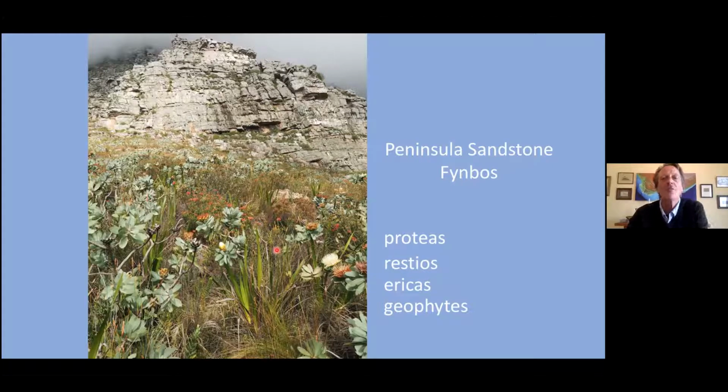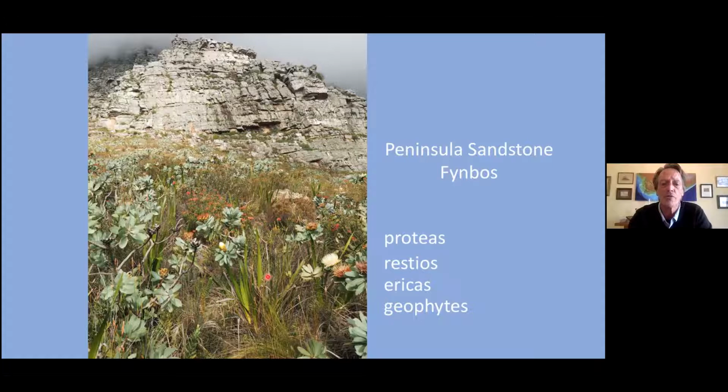So in the case of the Peninsula Sandstone fynbos, we see the famous Protea, here one with a white flower. There are the restios, which are these reed-type plants without leaves. You have the ericas, these orange flowering small shrubs, heathers, and you have the geophytes, like these blade-leaved lilies, which have the subterranean bulb, and they're the ones that first come out after fire.